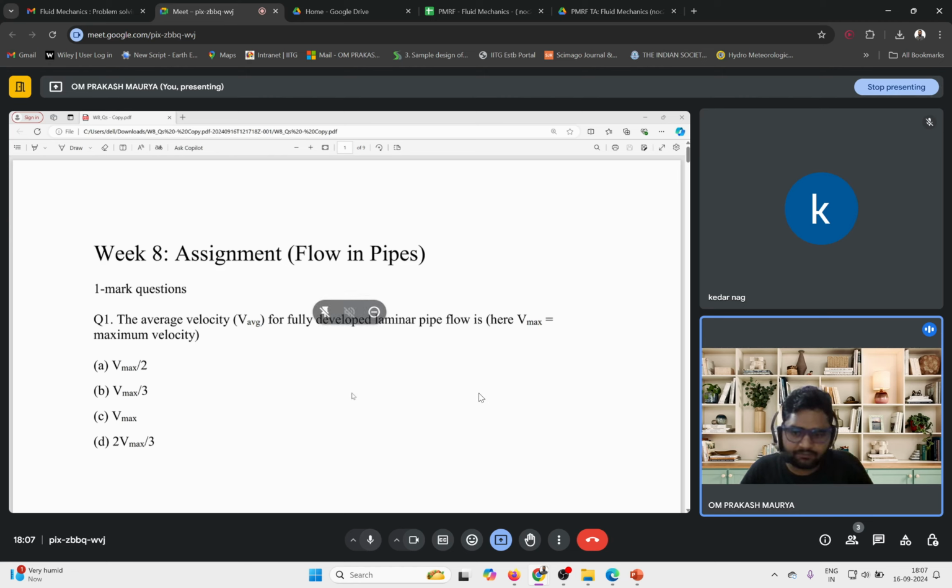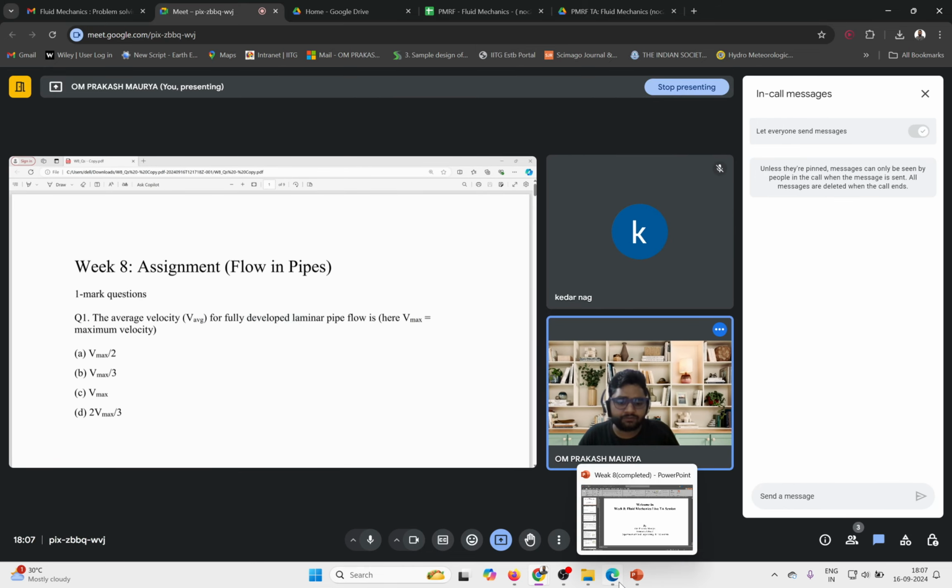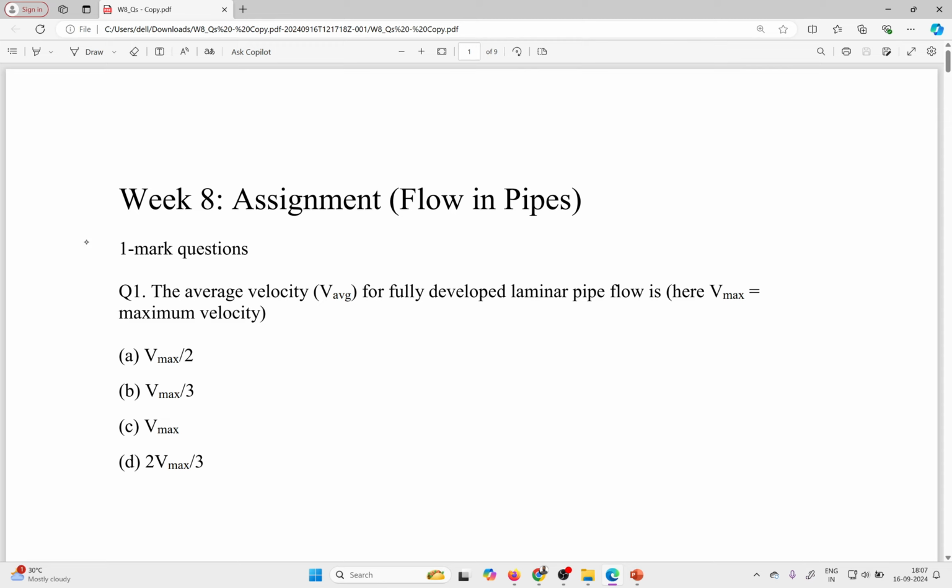Okay, let us start. The first question, you can write your answer in the chat box. The first question is from week 8, which is about the flow in pipes. The average velocity V average for fully developed laminar pipe flow is, here V max equals the maximum velocity. So what is the relation between your V average and V max?